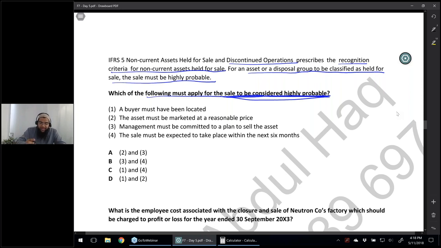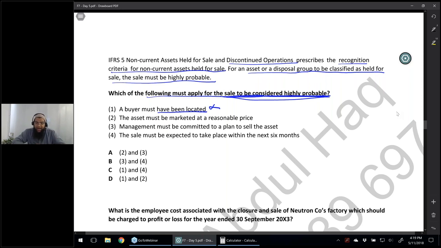So let's see, the question says that a buyer must have been located. Is it necessary that the buyer must have been located? No. An active program should be there to locate a buyer. If we are actively searching for a buyer, the criteria is met.